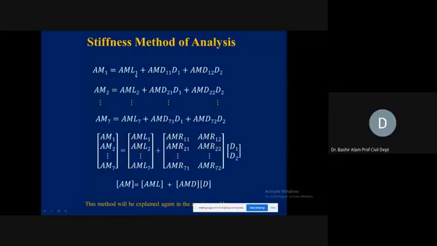So AM will be equal to AML plus AMD times D. This is the equation. Again, you can see the similarity with the flexibility method. There it used to be AM is equal to AML plus AMR times D. Here we have AMD times D. And how to pick these values? Here we need to correct this. This should be AMD11, AMD12 instead of AMR. R is not there. This R is going to be replaced by the D values.